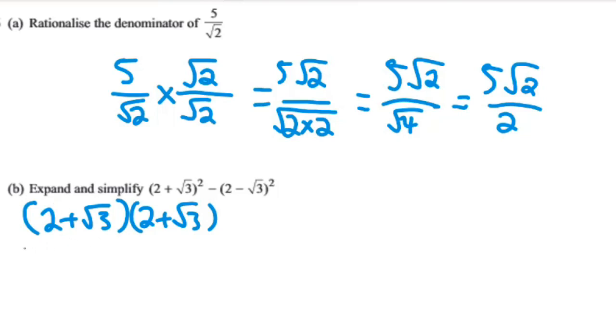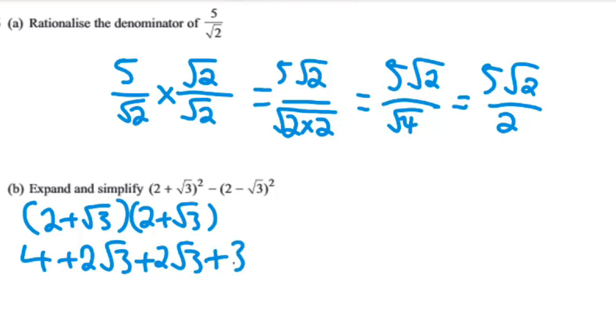First times first, 2 times 2 is 4. Outer, 2 times root 3 is 2 root 3. Inner, root 3 times 2, so another 2 root 3. And then last, root 3 times root 3, so that's root of 3 times 3, root of 9. Root of 9 is just 3 again. You may notice here, if you have a square root of the same thing just times itself, it is just going to equal whatever that number underneath was.